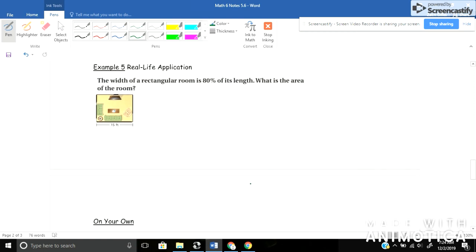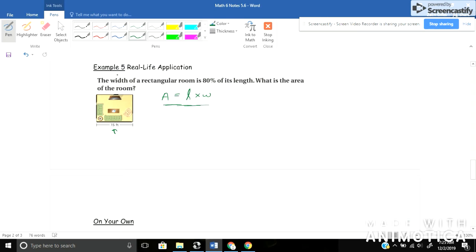Moving on to the real life application, it says the width of a rectangular room is 80% of its length. What is the area of the room? Okay, well, the width that shows right here is 15 feet. Okay, and the other thing that you have to remember is area is equal to, how do you find the area of a rectangle? Well, it's just length times width. Okay, so those are a couple things we need to know.